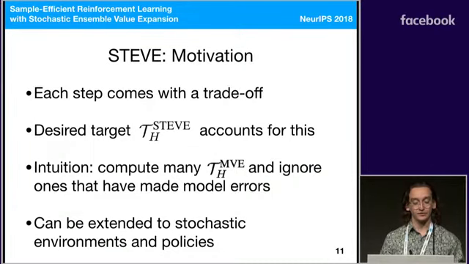We've seen that each step of model value expansion comes with a trade-off of sorts. We want to compute a target, T STEVE, that reliably balances this trade-off to have a lower overall error than either the TD target or the MVE target. The intuition for how we want to do this is we compute many MVE targets with different rollout horizons and choose a length of rollout that doesn't make significant model errors. In order to figure out what length to choose, we estimate our uncertainty and ignore high uncertainty targets. Our approach assumes deterministic environments and policies, and we leave stochastic environments and policies for future work.